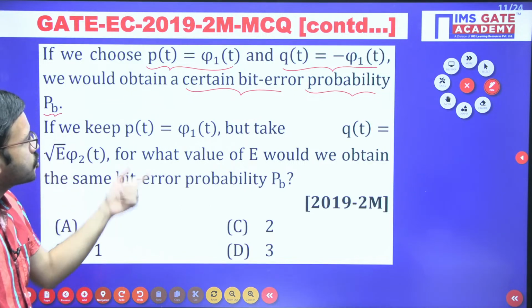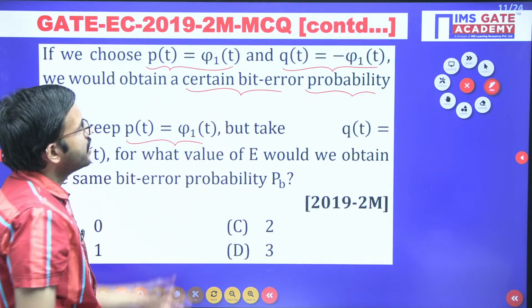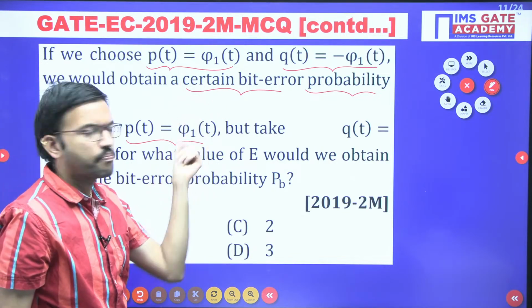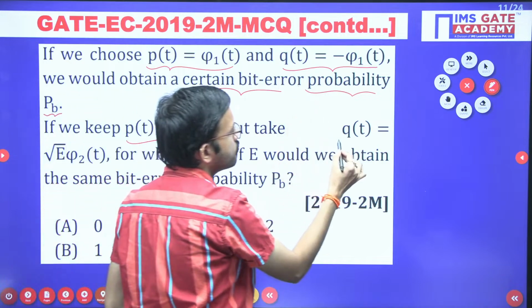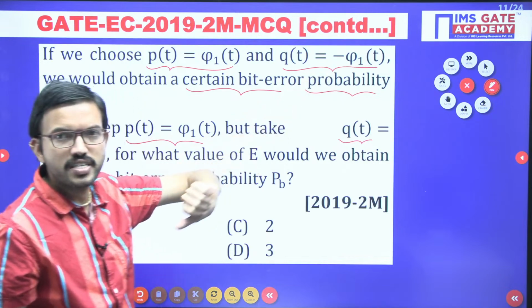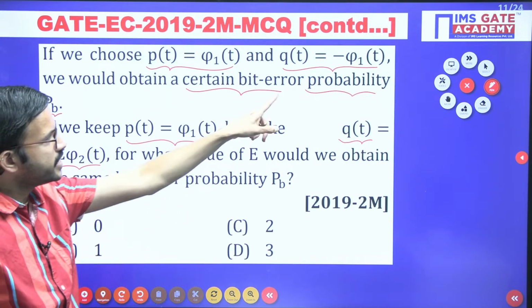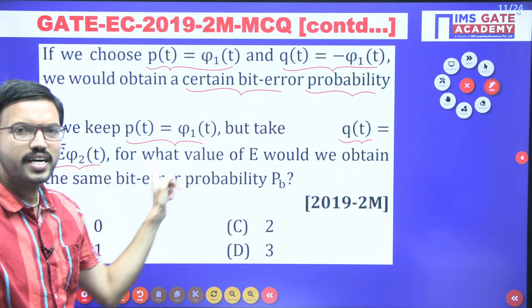Now in case 2, regarding P of t they have kept it as it is. Whereas regarding Q of t, have you observed the difference? Here minus phi 1 of t is there. Here root e phi 2 of t is there. In this case they have modified Q of t.